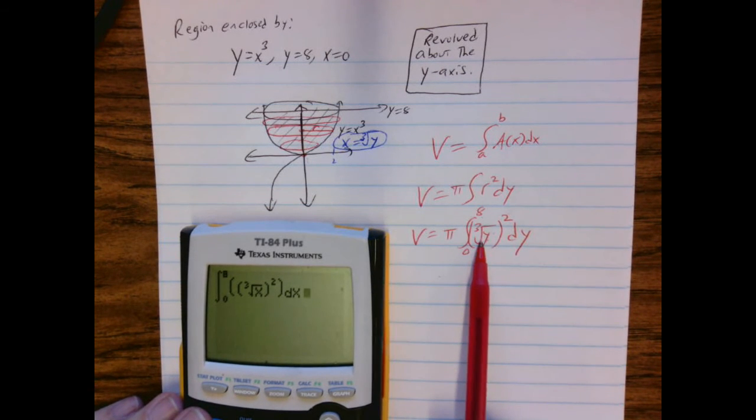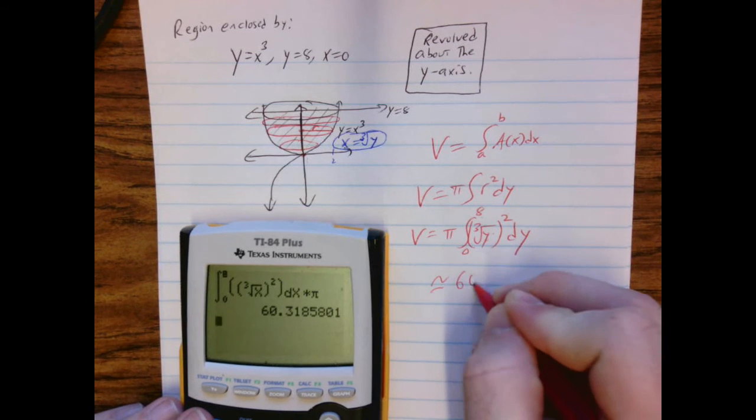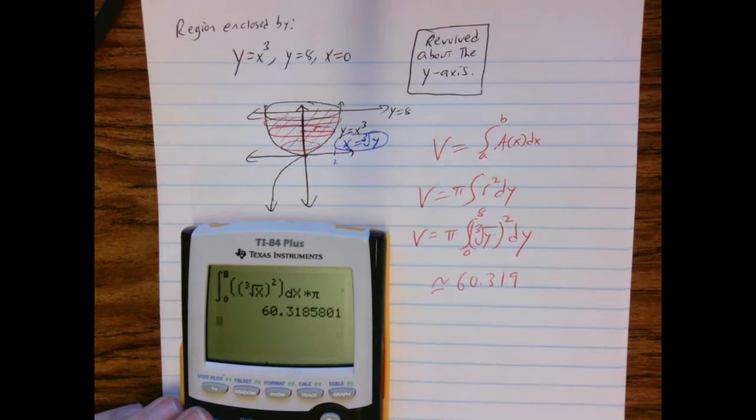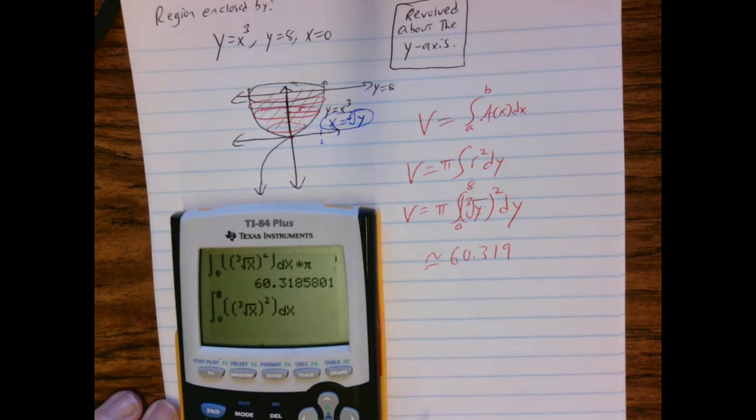We just have to make sure the equations are correct from 0 to 8, and I didn't put the pi in there. So I can multiply the pi after. I guess I could just do it here. And there we go. So it's about 60.319 is that volume. If I wanted to do it without the pi and just write it in terms of pi, I could have just left the pi out.